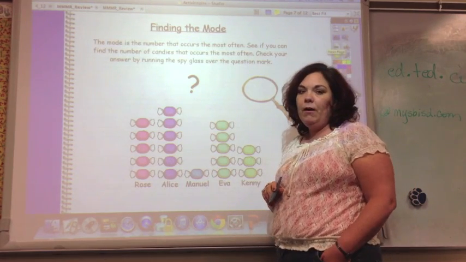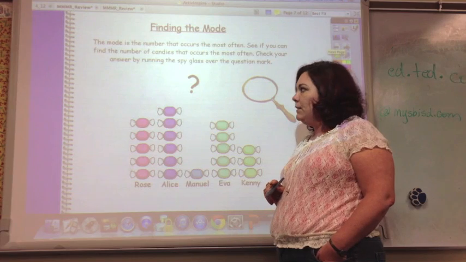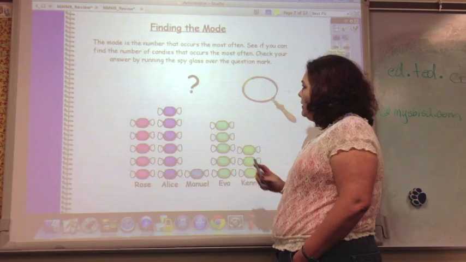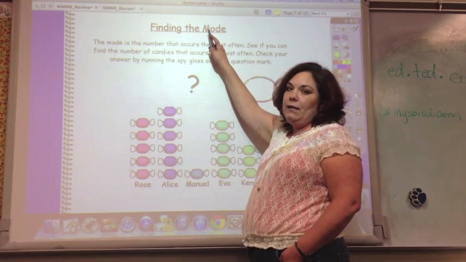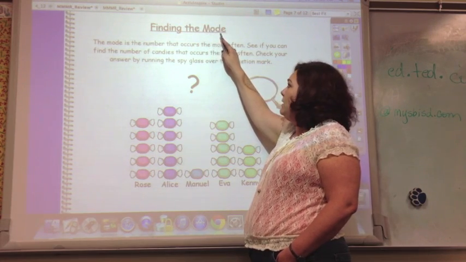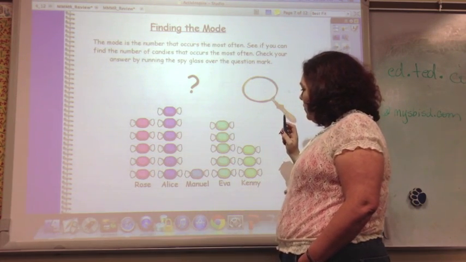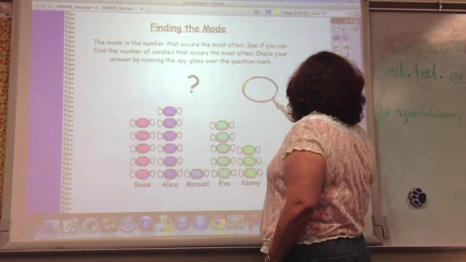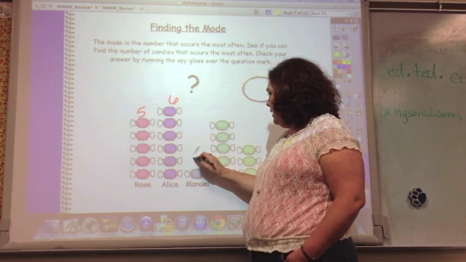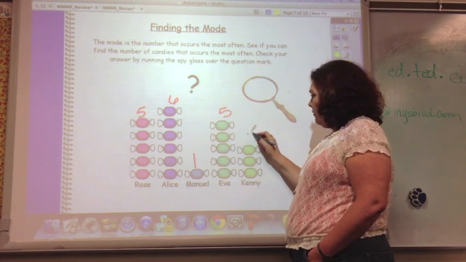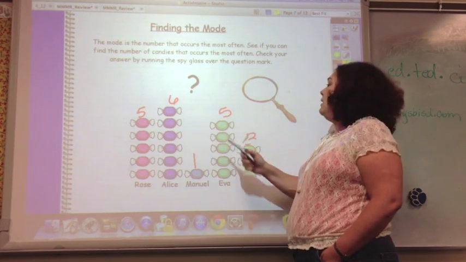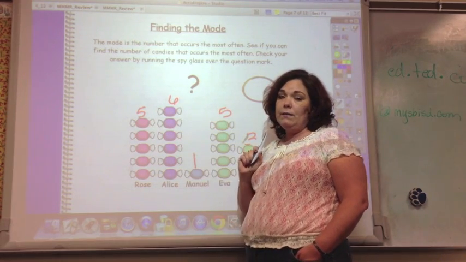Now, mode is probably one of the easiest things to find. And it says the mode is the number that occurs the most often. And so mode, the way I remember it, is it has 4 letters and it starts with M-O. So mode means most, M-O-S-T. And so you again have to look at the numbers, and I've got 5 and 6 and 1 and 5 and 3. And so the number that shows up the most is 5, because 5 shows up twice.